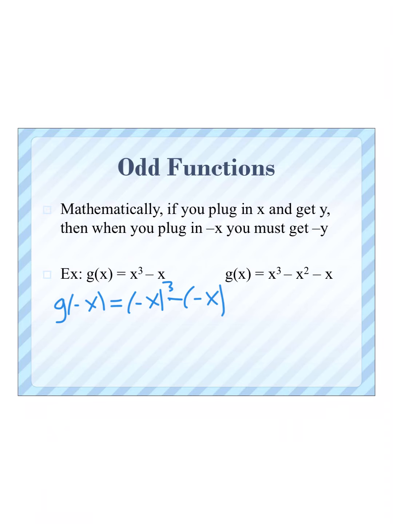Okay, before we simplify this, let's look at what we think we should get. We have a positive x cubed, which means we should get a negative x cubed. We have a negative x, so we should get a positive x. All right, let's go ahead and look at that. If I simplify negative x cubed, I do get a negative x cubed. And then minus a negative x is a positive x. So now when referring these back, we see that we have exactly the opposite. So we have an odd function.